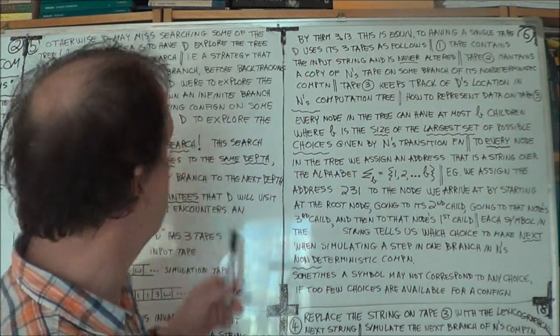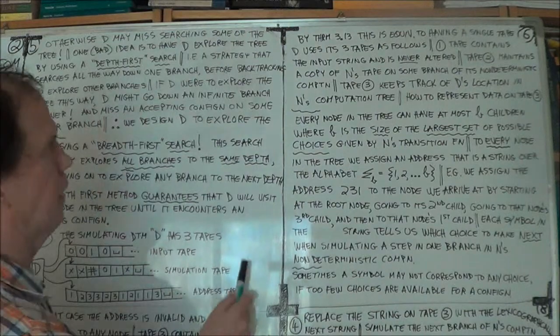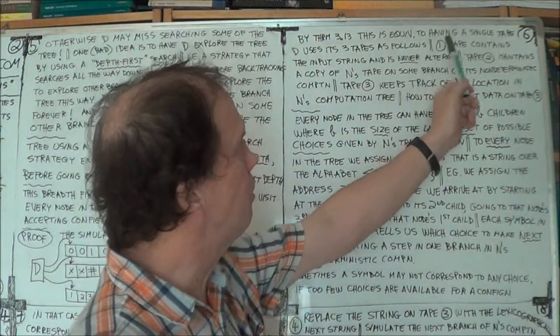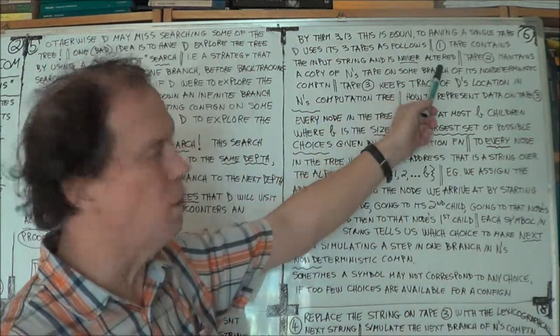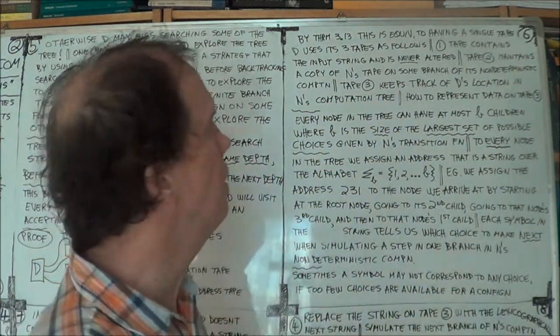Okay. So how do these 3 tapes work? What are they doing? Well, I've already explained what tape 1 does. It just contains the input string, and it's never altered. So that's pretty easy.